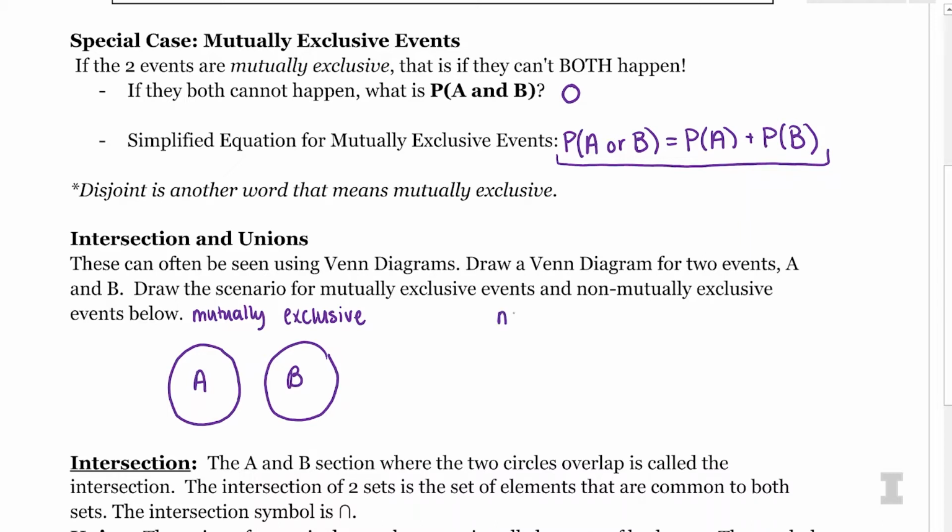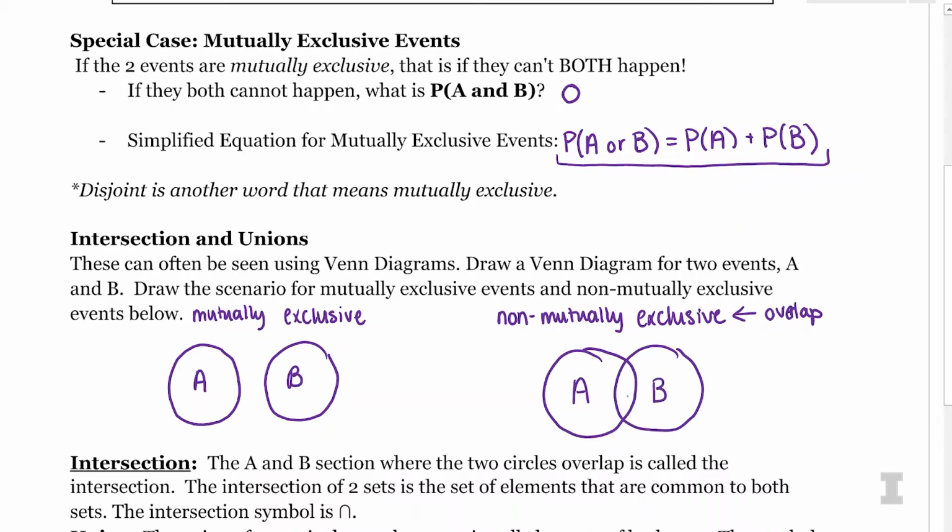But if the events are non-mutually exclusive, that means they can happen at the same time. There is this idea of the overlap. So I would have event A and then event B, and then this right here, this intersection, is the probability of both. Or whenever I say the probability of both, I mean the probability of A and B.